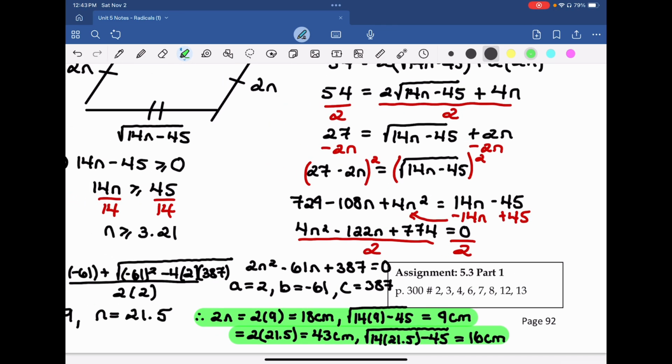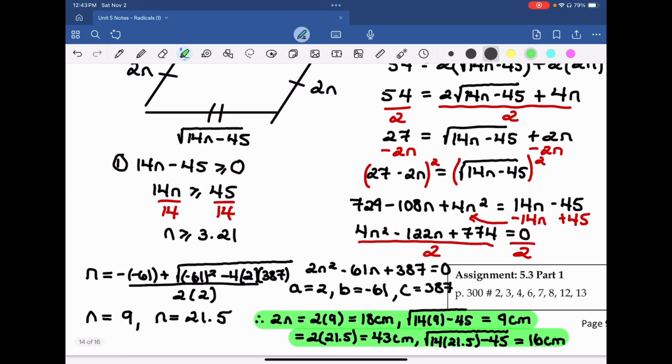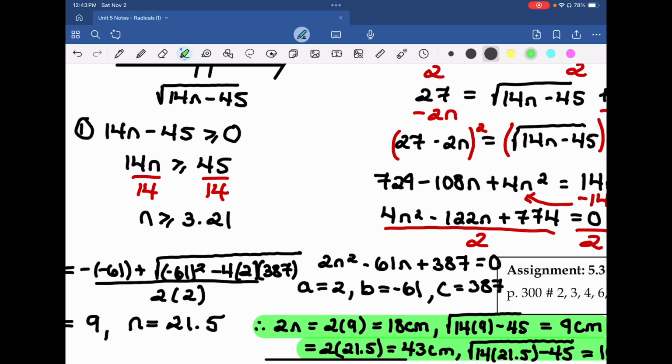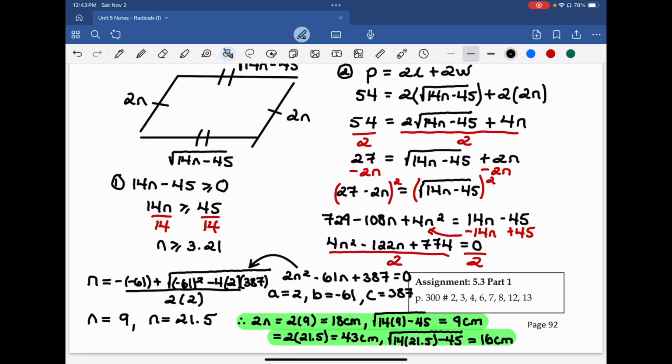Okay, and again, neither one is extraneous because both n values are greater than or equal to 3.21. So as long as we have that, we're satisfied with this. And then just to provide a little bit of direction here, I'm going to draw an arrow. We went from here into the quadratic equation here, just so that you can see that step.